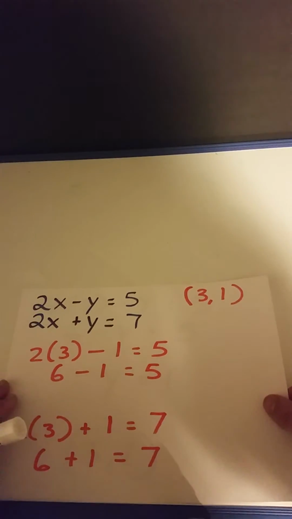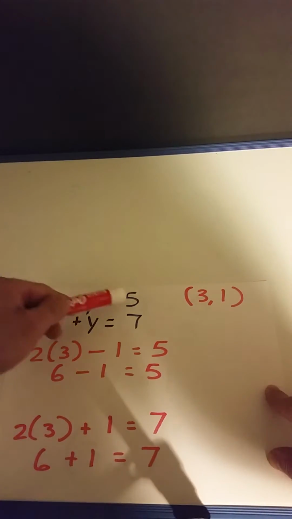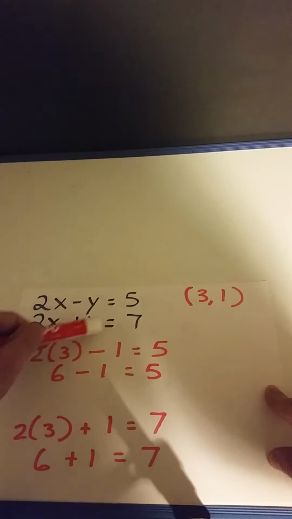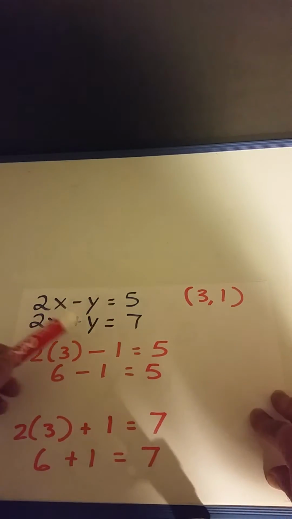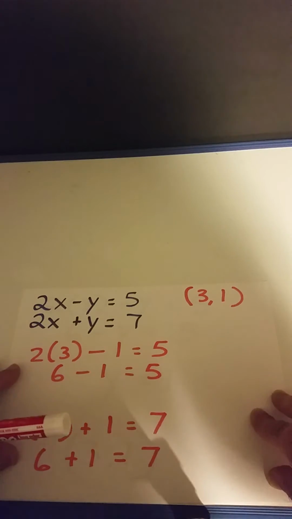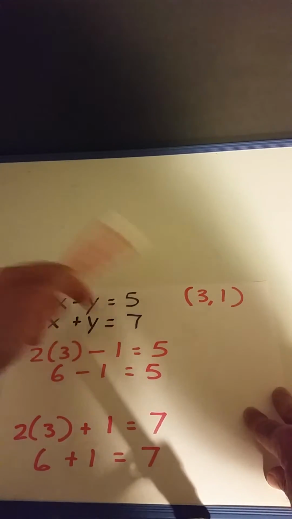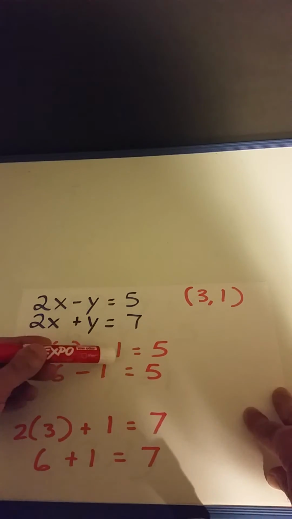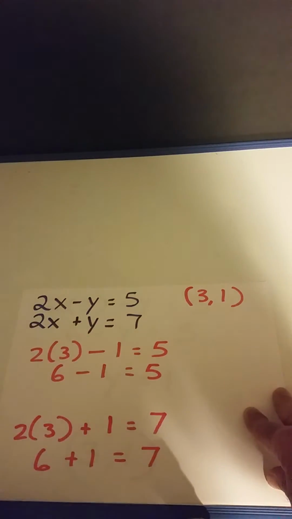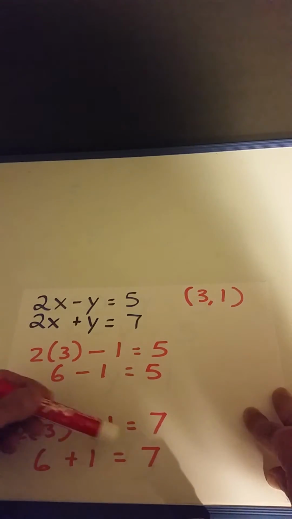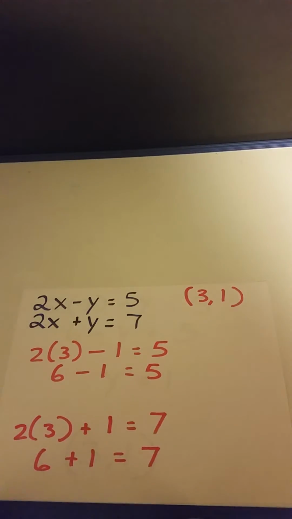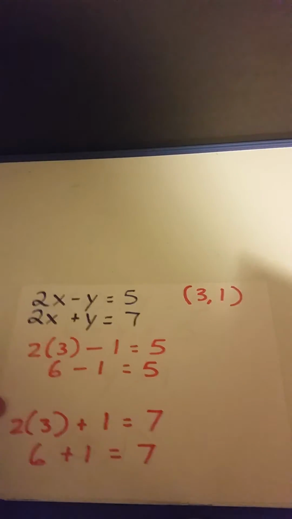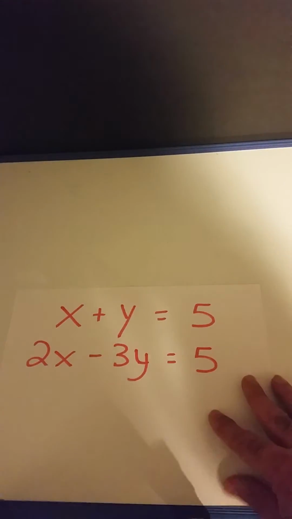So here's the original equation. We had 2x minus y equals 5, and 2x plus y equals 7. If we plug in x and y to both of them, and they both check out, then that is a true solution. So we can see 2 times 3 is 6, minus 1, which is y, and that does equal 5. And the other one, 2 times 3 is 6, plus y does equal 7, does check out. Okay, check. Let's see if you can do this one.